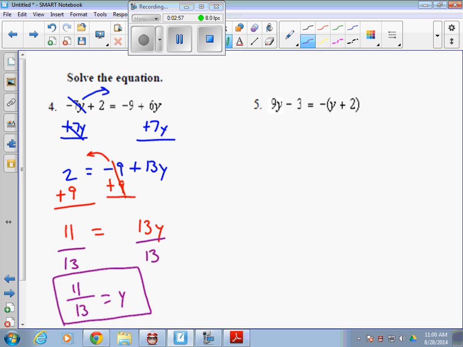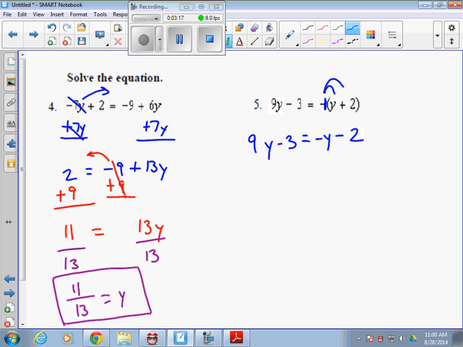For number 5, you have a negative out front of that parentheses where it says y plus 2. Treat that as if it's a negative 1 and distribute the negative to both terms. Negative 1 times y makes it negative y. Negative 1 times 2 makes it a negative 2. Now we have 9y minus 3 on the left equals negative 1y minus 2 on the right.